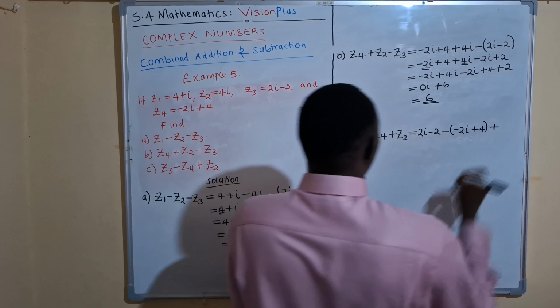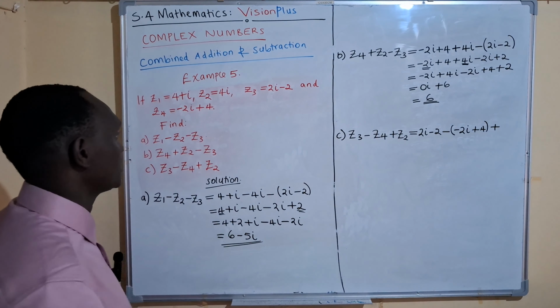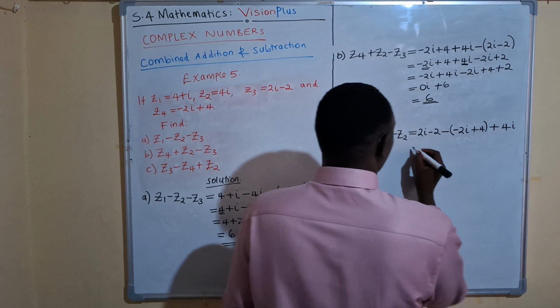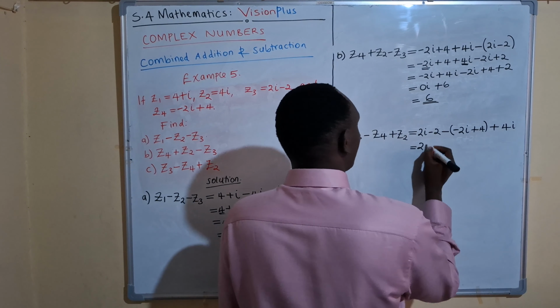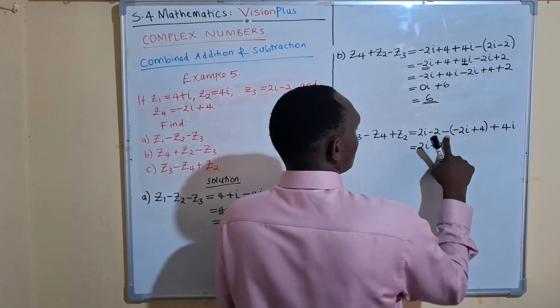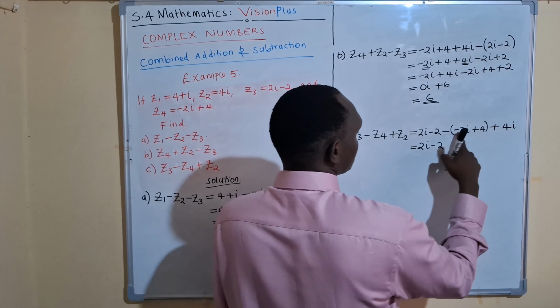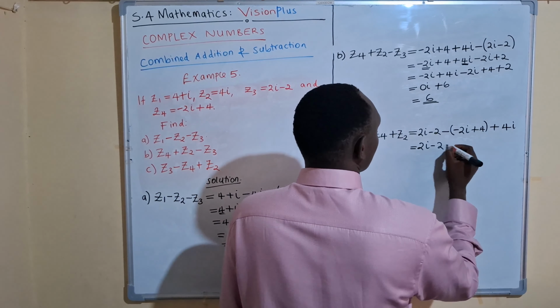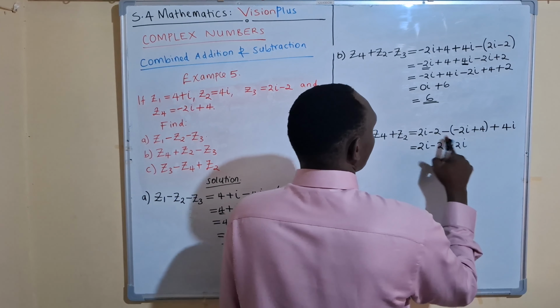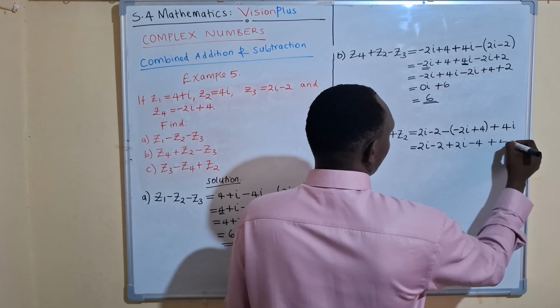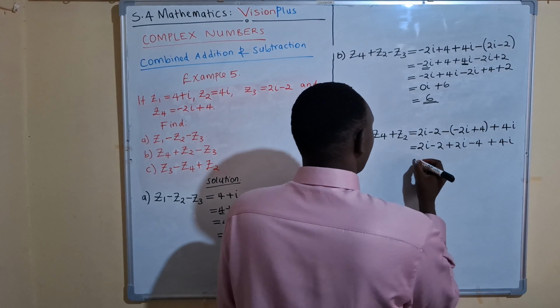And then finally we are adding z2. What is z2? Simply 4i. So here plus 4i. This gives us here 2i minus 2. Negative 1 times negative 2i gives us positive 2i. Negative 1 times positive 4 is negative 4. Then we continue to add 4i.